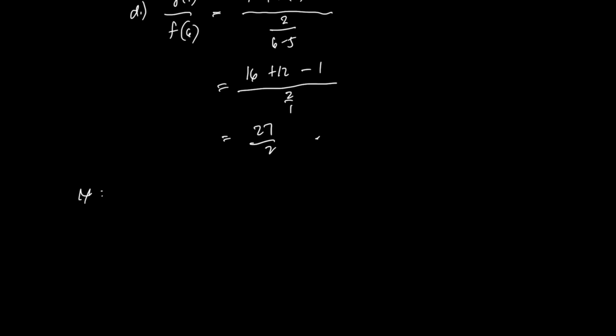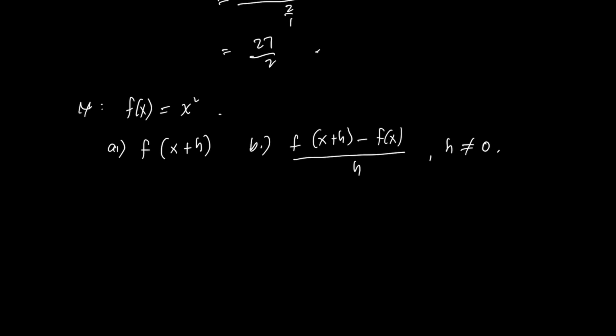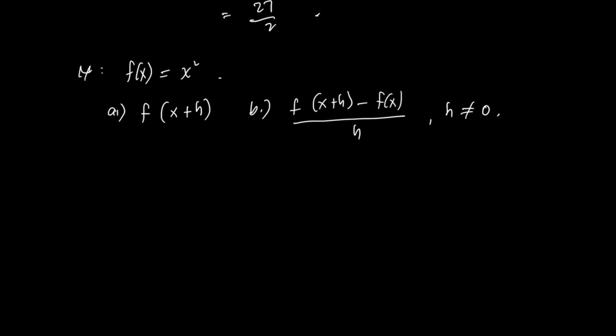Another example: let's say we have f of x equal to x squared. Find a, f of x plus h, and then b, f of x plus h minus f of x over h, where h is not equal to 0. This one leads to the concept of limits in calculus. In evaluating functions, you don't just evaluate a real number, you can also evaluate letters. For example, f of x equals x squared, then find f of x plus h.